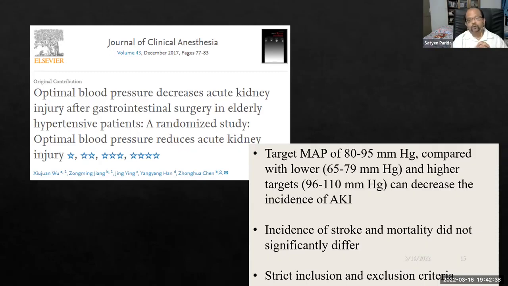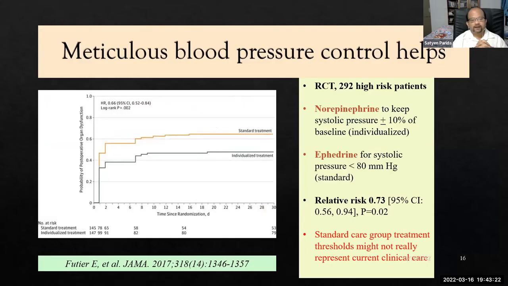And what the authors demonstrated was that having the target blood pressure at 80 to 95 millimeters of mercury seemed to work wonders for the incidence of AKI, which was much lower as compared to the higher as well as the lower targets of mean arterial pressure. The incidence of stroke and mortality did not significantly differ between all three groups. And although these results are quite impressive, one cannot help commenting that the inclusion and exclusion criteria for this RCT were quite strict. Therefore, the generalizability of the results of this RCT for other population subsets may be quite limited.